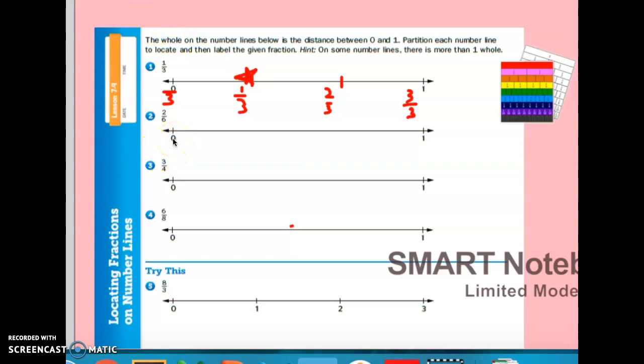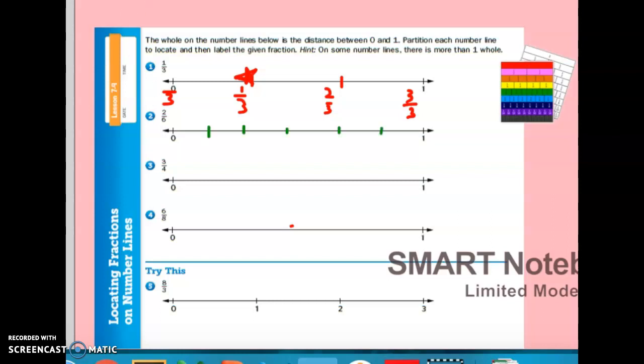Let's try number line 2. What whole does this number line go to? Right, this number line also goes from 0 to 1, so it is only one whole. The fraction we're looking for this time is 2/6. What is the denominator of this fraction? Right, so how many equal parts do we need to partition this number line into? Right, if the denominator is 6, then we need 6 equal parts. Pause this video and partition your number line into 6 equal parts.